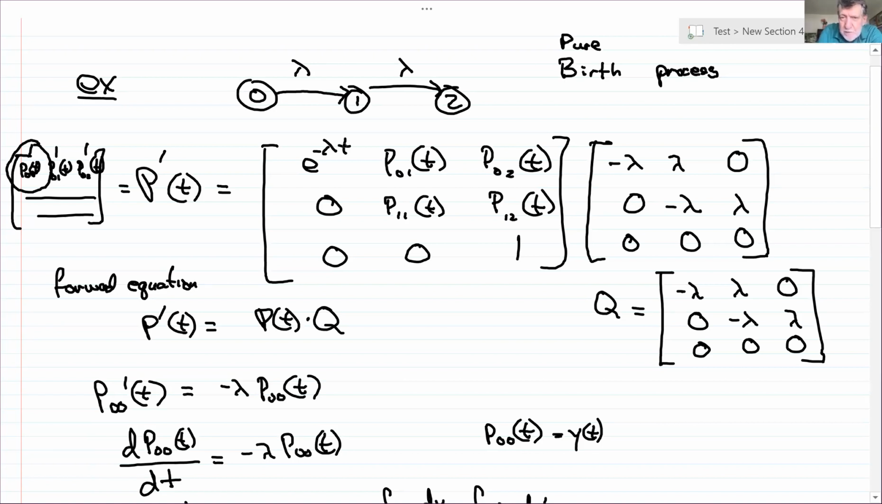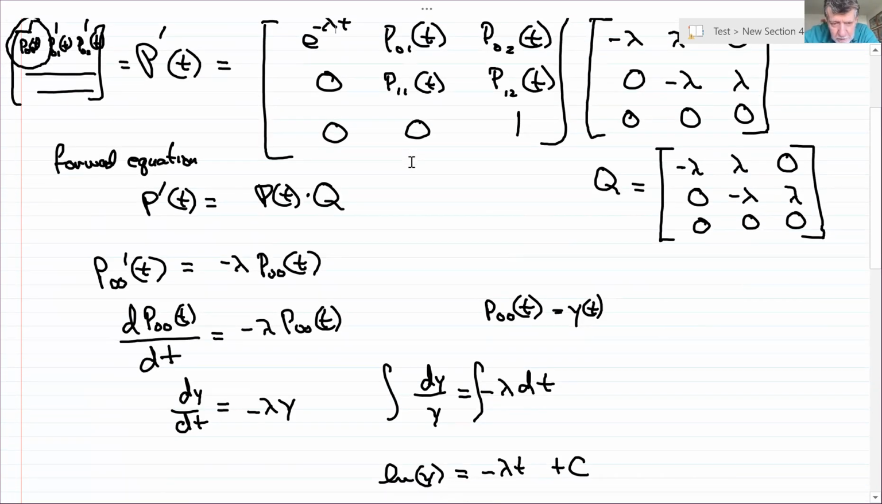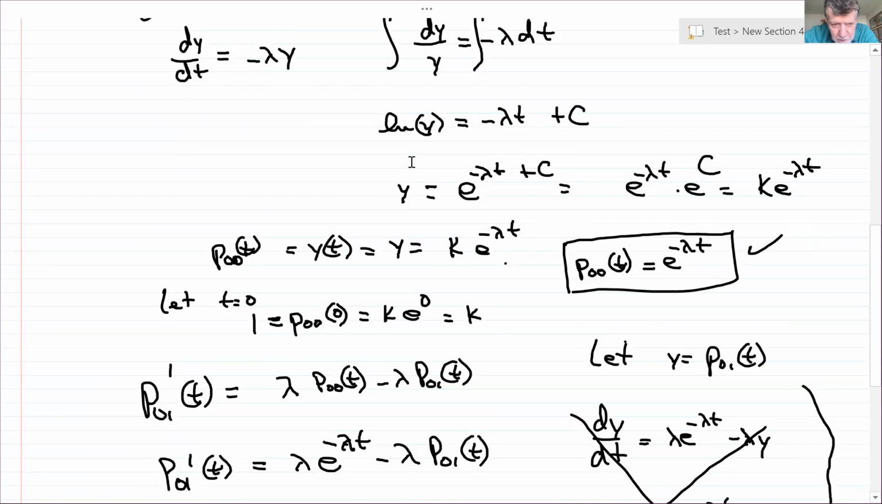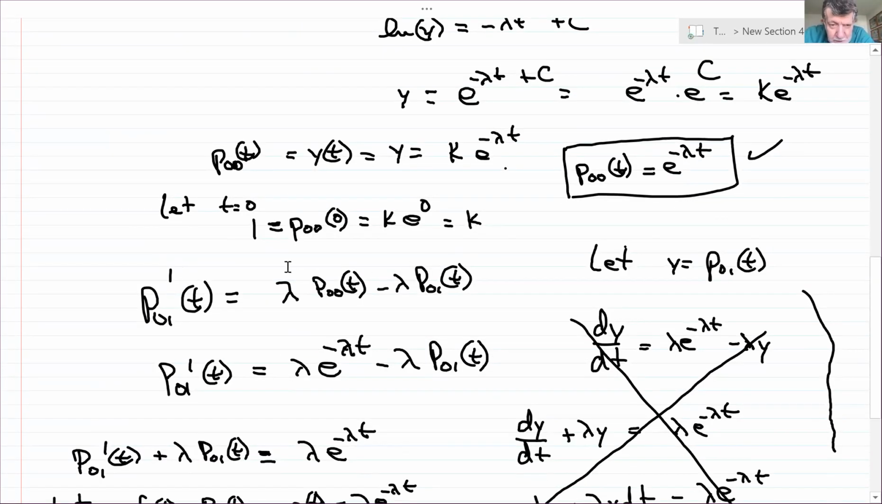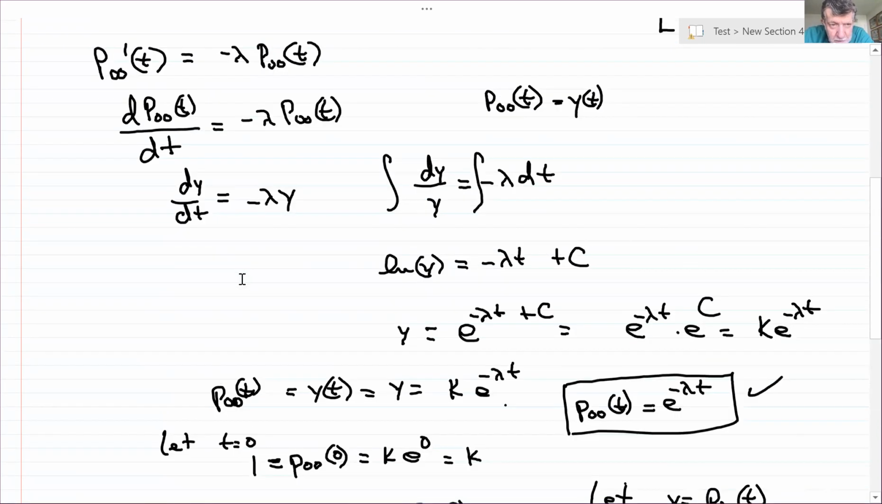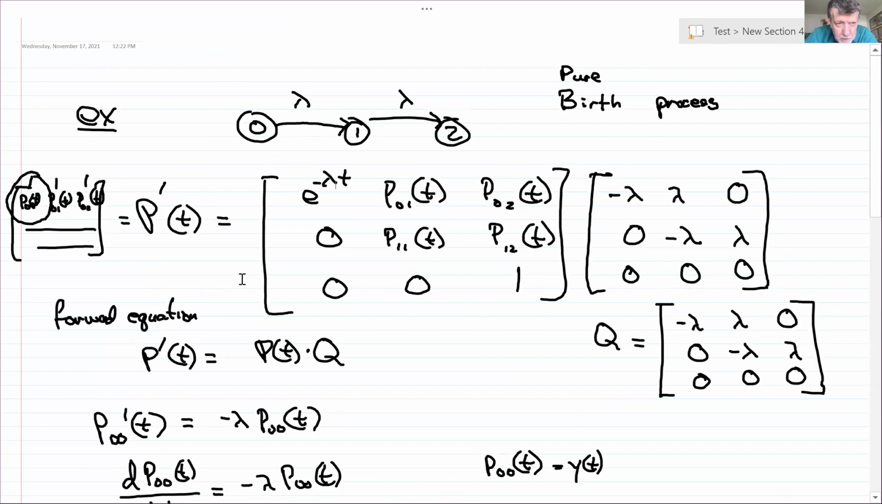Well, let's keep going. The next thing to do is P01. So to do P01, I claim that means solving this equation. Well, let's see why. Go back up to the forward equations. This time we're looking at this entry here.